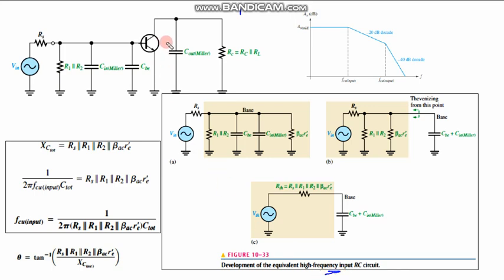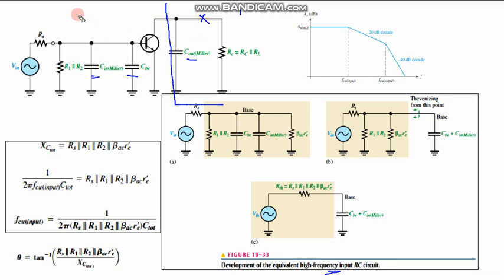Further, we have two capacitors at the input, C in Miller and CBE, and then another capacitor C out, and the load and the collector resistor. Now let's suppose we want to study the high frequency response at the input. So in that case, at the input, I can ignore this part.